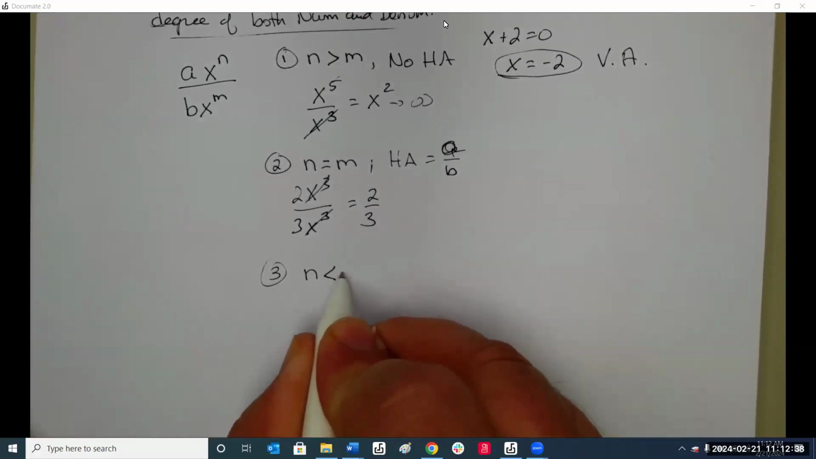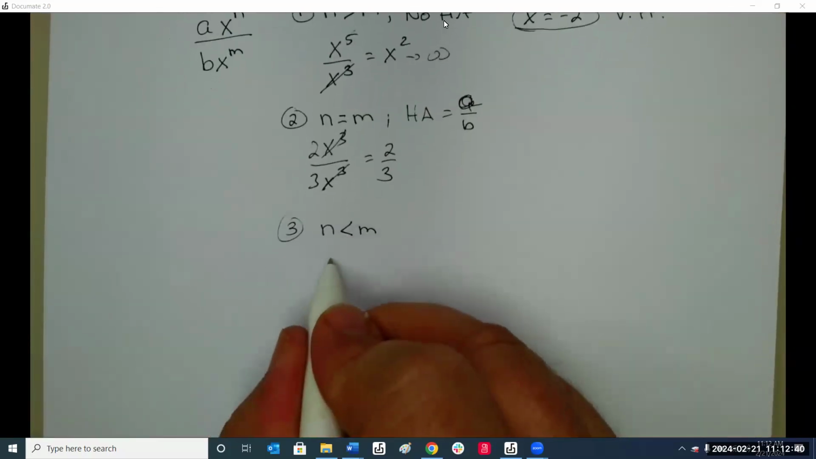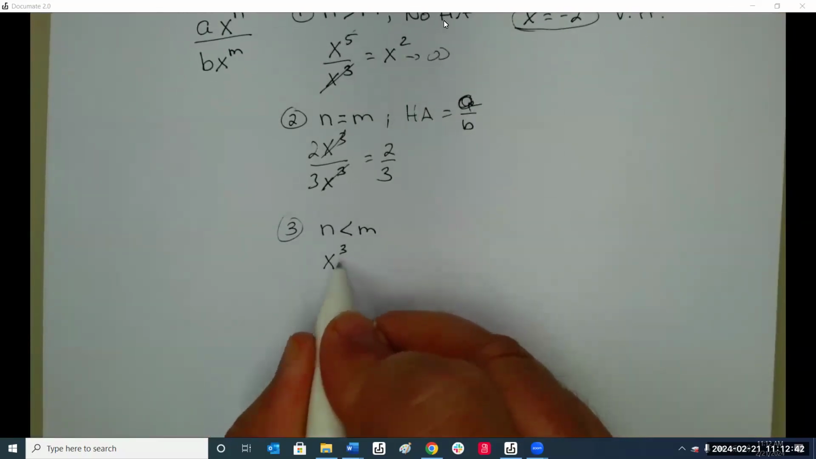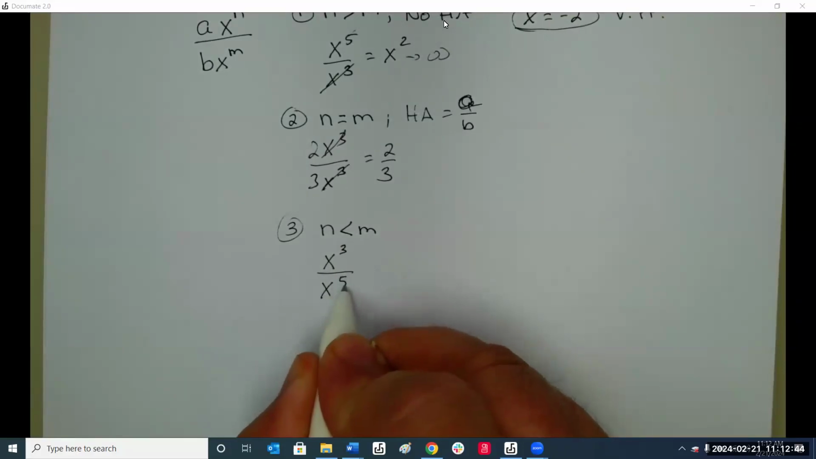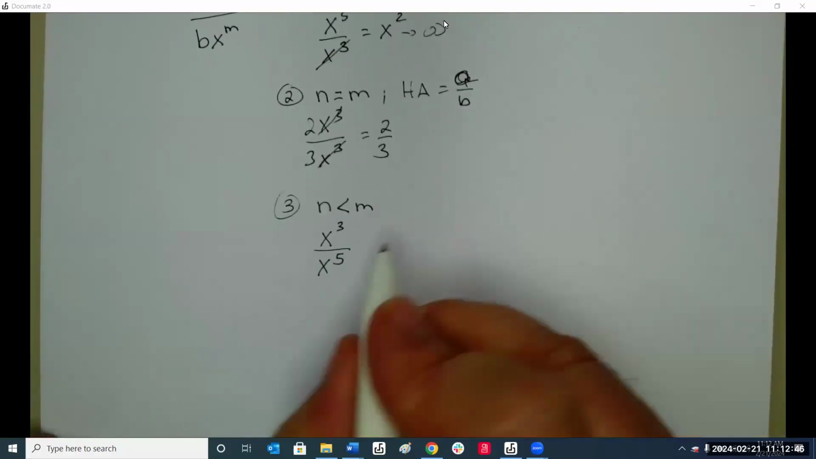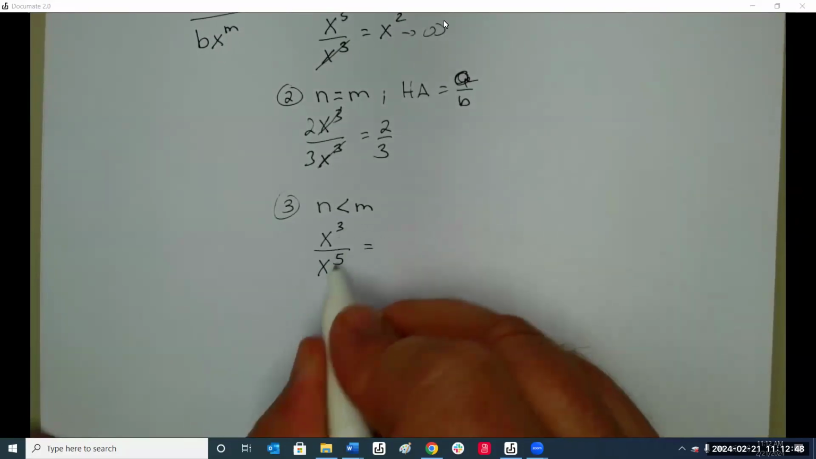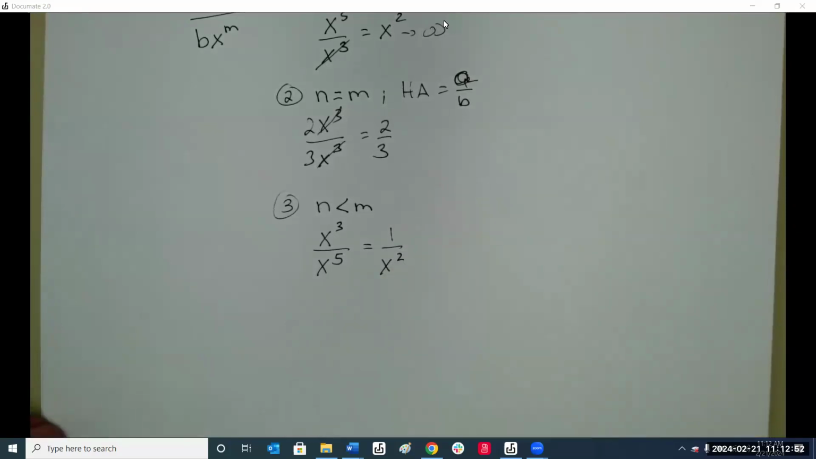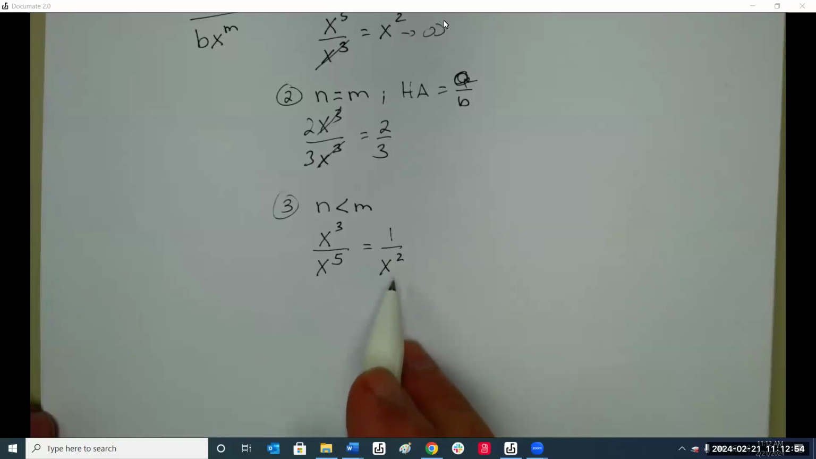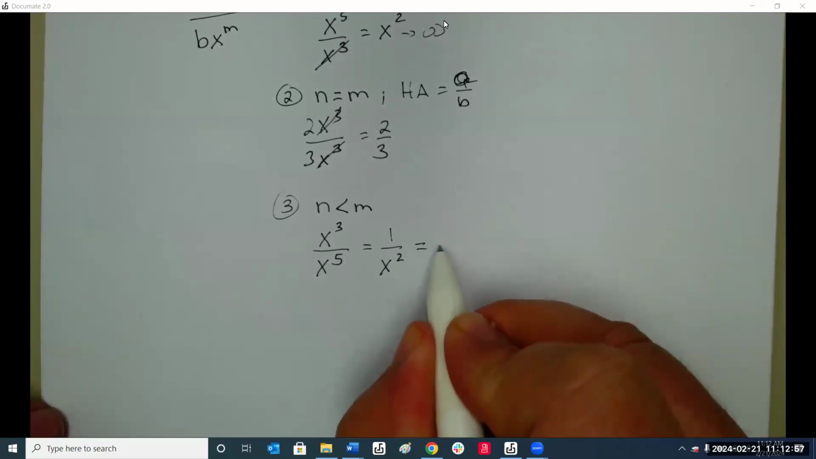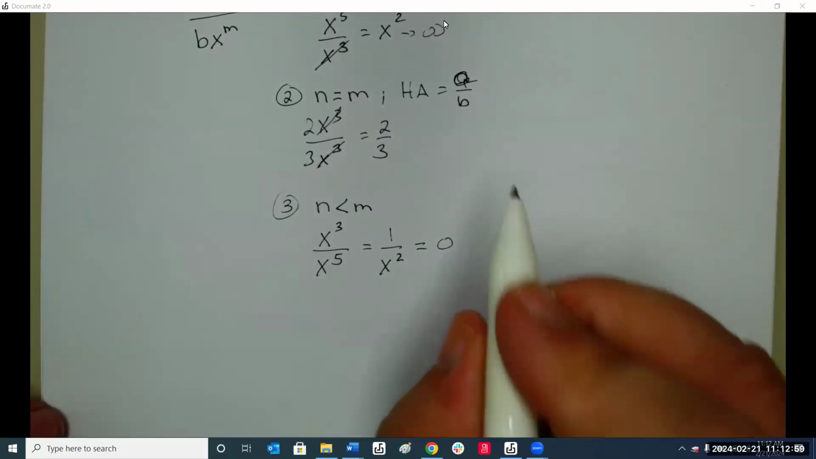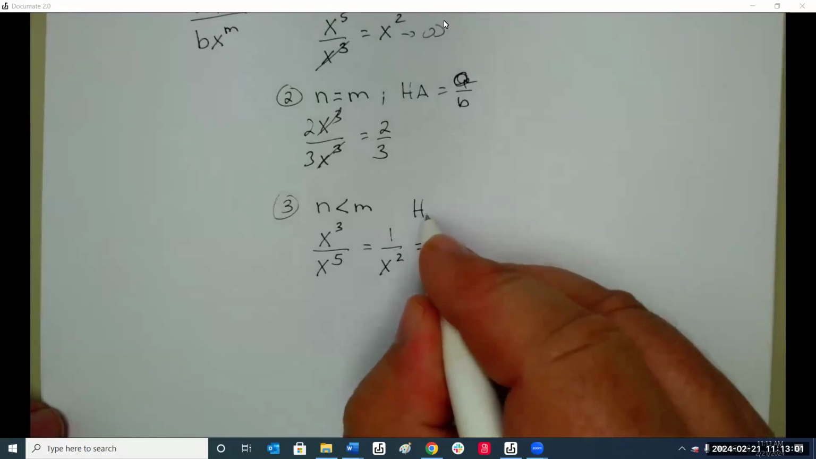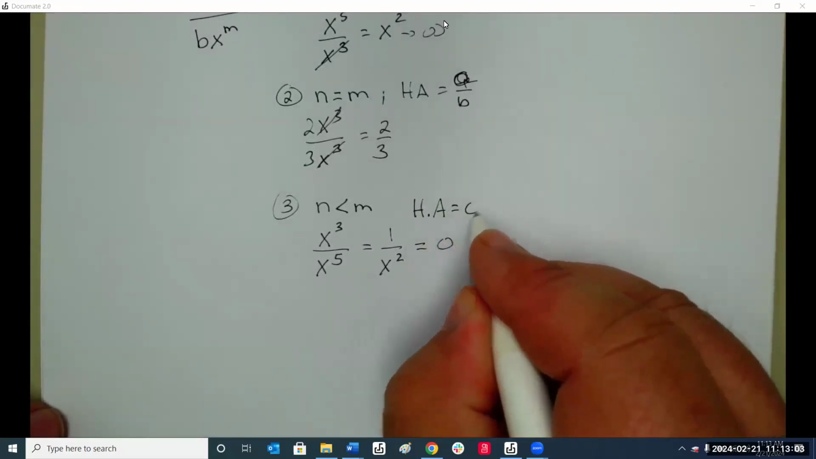If the top is less than the bottom, we can cancel out 3 of those, so we have x squared on the bottom. As x goes to infinity, this number goes to 0. So our horizontal asymptote is 0.